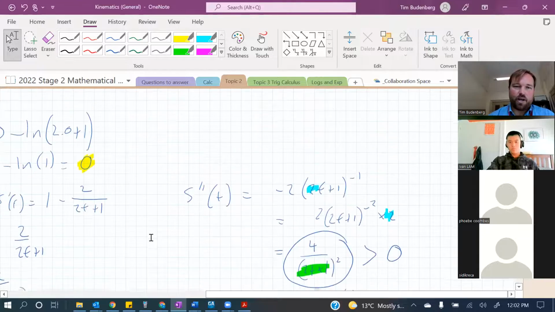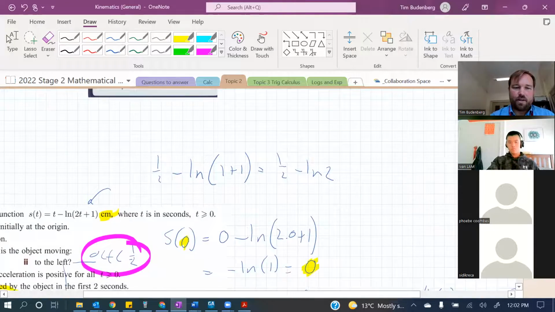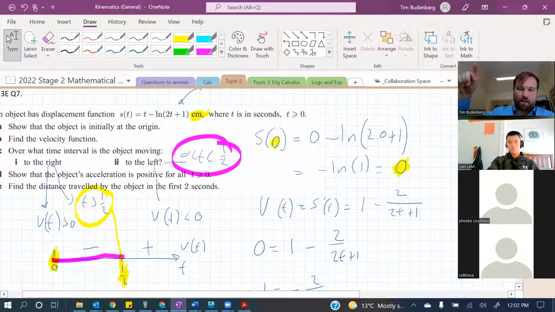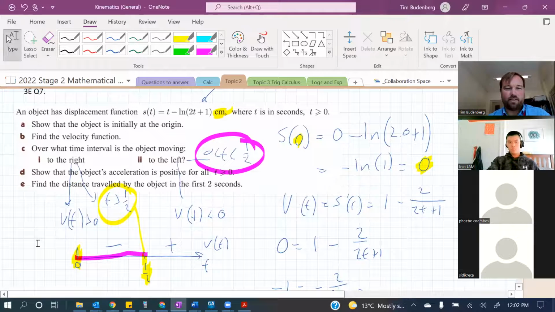You go down to a half minus ln 2, then it turns, comes back up, and then goes back up again for the second half of the 2 seconds.